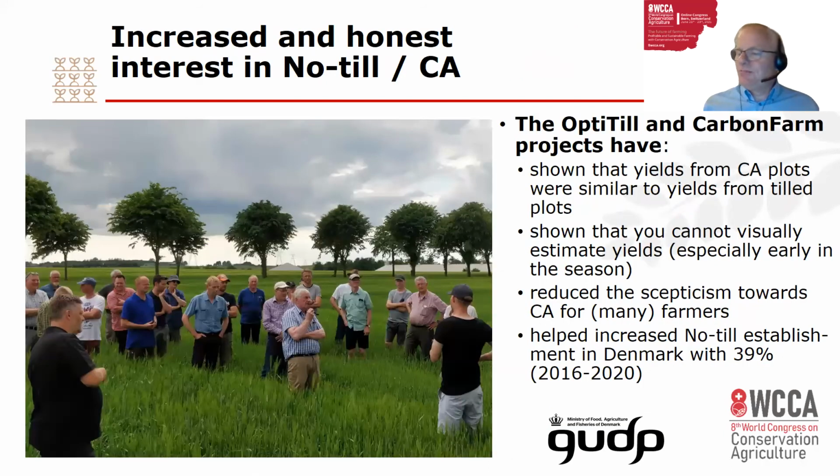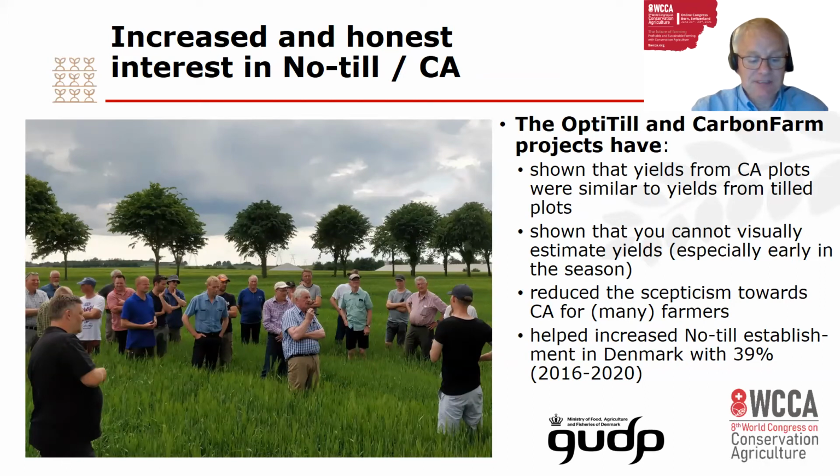To summarize on this final slide: the last 9 years and our 2 projects have shown that yields from carbon conservation agriculture plots and fields are much similar to yields from fields that have been tilled. At several occasions, we have seen that no-till crops establish slower but catch up later in the season, ending up with good crops and yields.